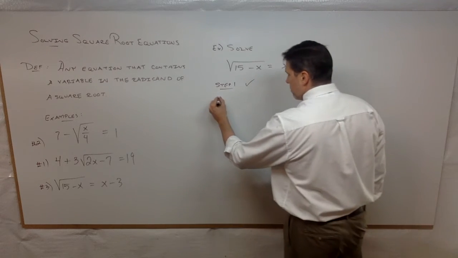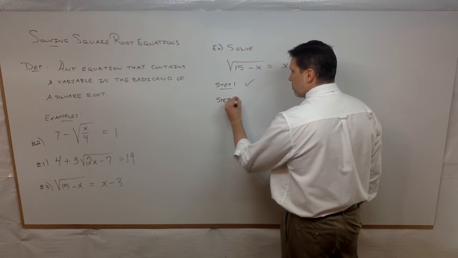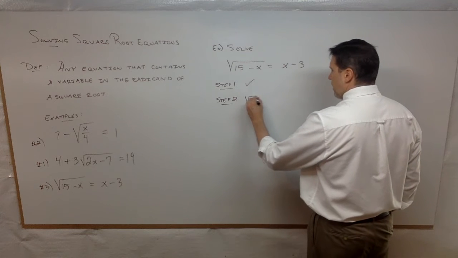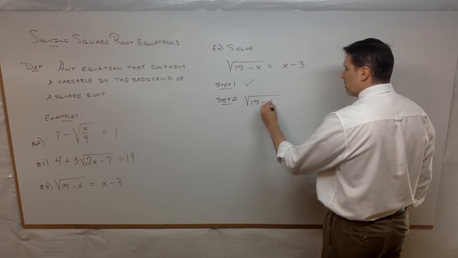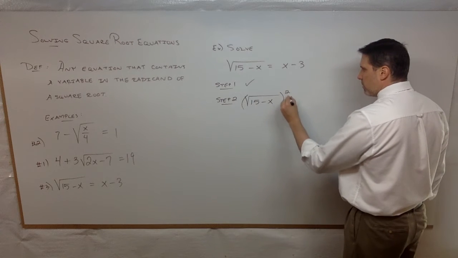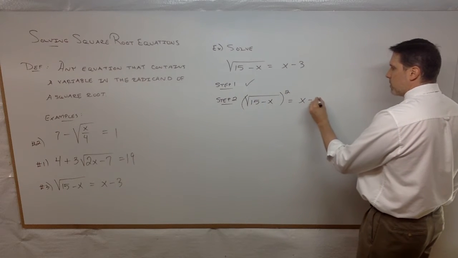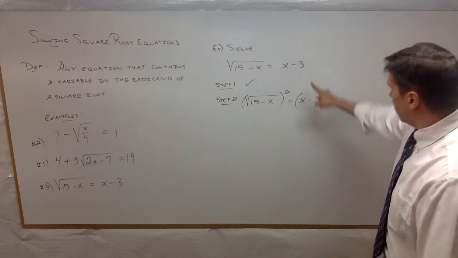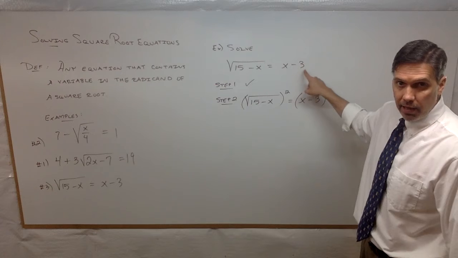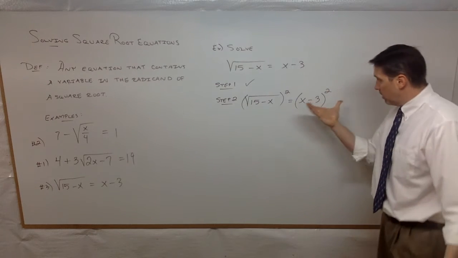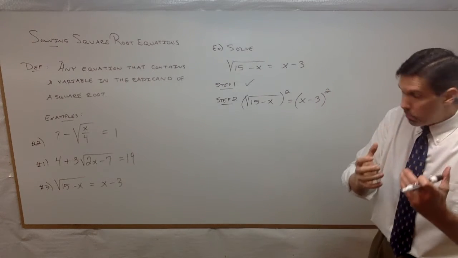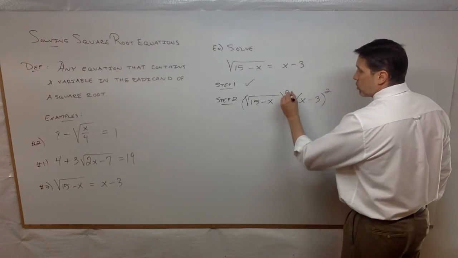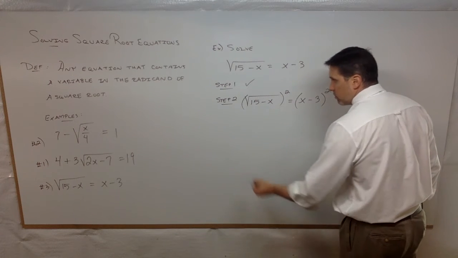Okay, step 2, once that square root is isolated, we're going to take both sides to the second power. So this is worth writing out. 15 minus x. I got to take the left side to the second power, but I also have to take the right side to the second power. Now, be very careful. Some people think, well, I just have to take x to the second and 3 to the second. No, you don't. It is x minus 3 to the second, which must be written twice and FOILed out.